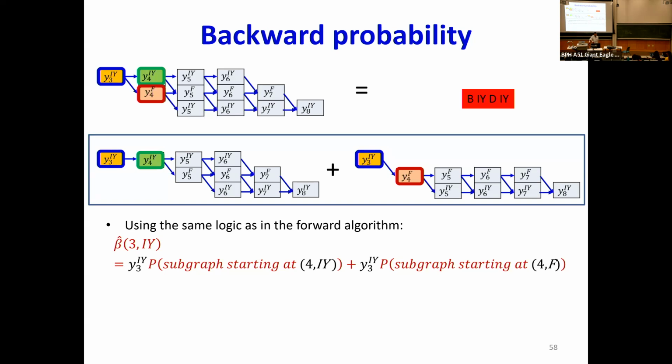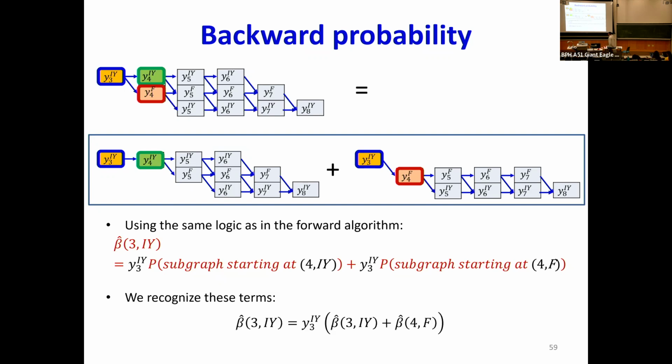Anyone here? What is it? That's just going to be beta for 4E, correct? And similarly, what is the total probability for this guy? This is beta for 4F, right? That making sense to everybody, right? It's very straightforward. And so I can just say that beta hat 3E is going to be Y3E times beta hat, this should have been 4E, correct? This should have been 4E and 4F. So note the mistake, there's a mistake on the slides.